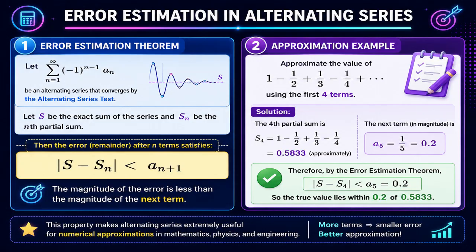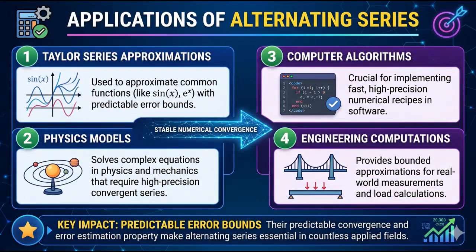As you can see at the bottom, this property makes alternating series incredibly useful for numerical approximation. The more terms you calculate, the smaller your error bound becomes, and the better your approximation gets. Because of this predictable error bound, alternating series are a fundamental building block in computational science. They form the backbone of Taylor series approximations, power advanced engineering computations, stabilize physics simulation models, and drive the high precision computer algorithms we rely on every day.